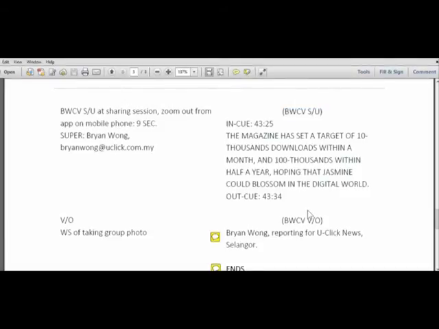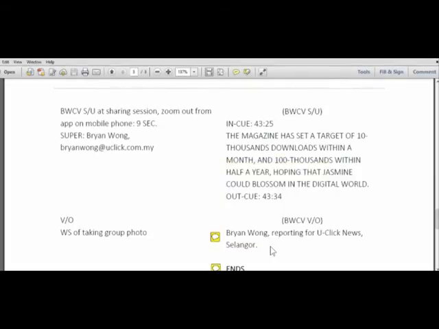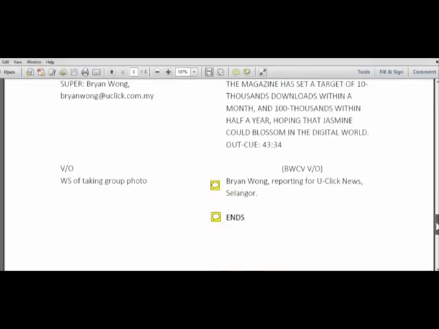Last but not least, sign off. Sign off is always at the end of your news script. For a TV news package, that's how you should write it: your name, reporting for which media, and end it with location, meaning where you covered this news. And after all this, don't forget to put an ENDS, E-N-D-S, all in capital letters to indicate that this piece of news script has come to an end.